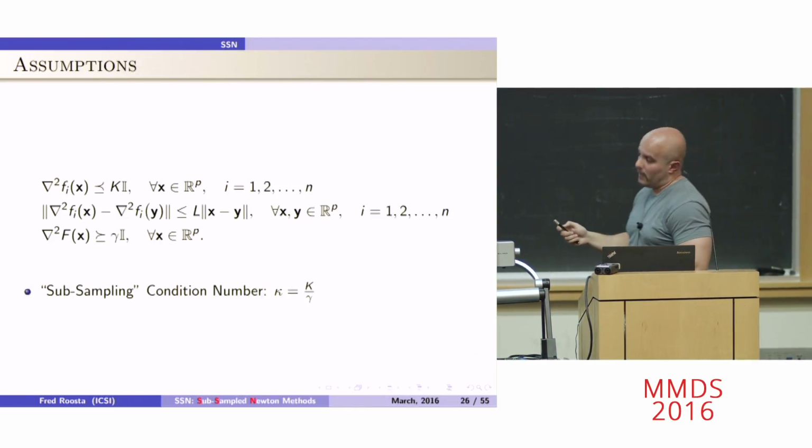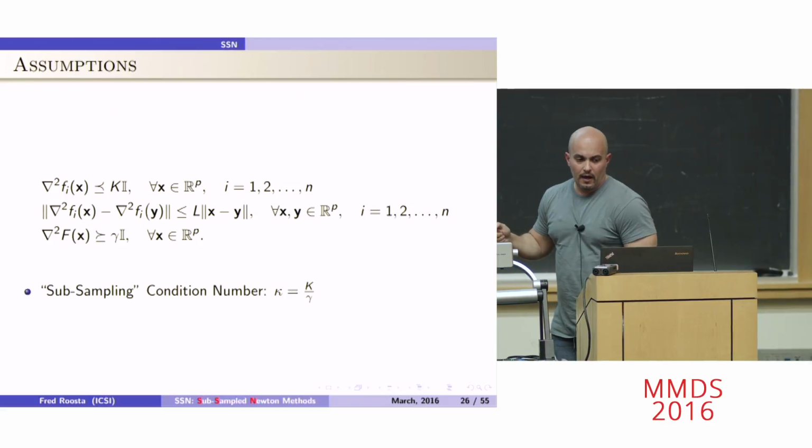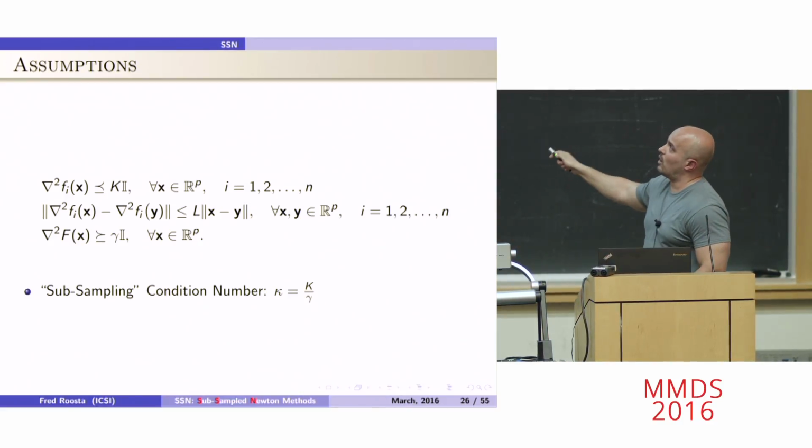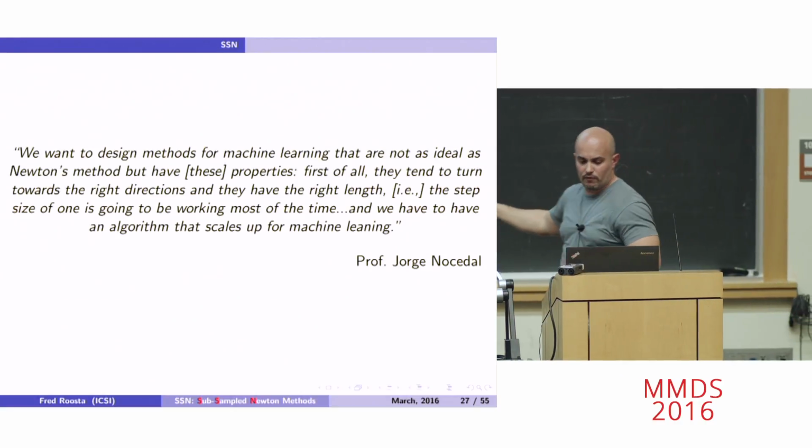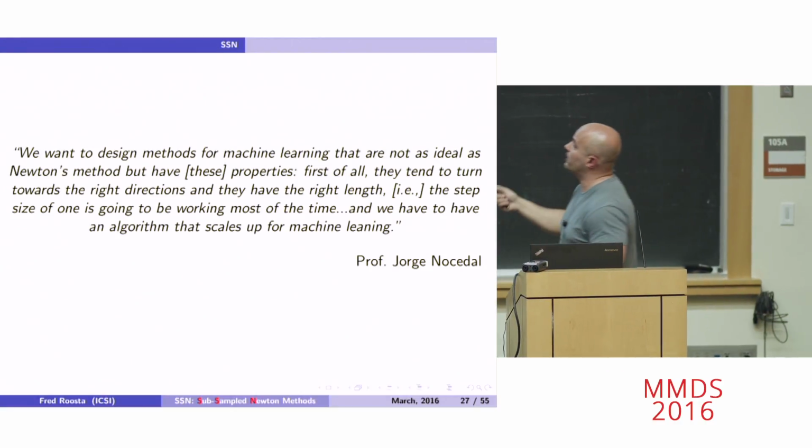There's no time to go into all different kinds of variants. I have some standard assumptions in convex optimization problems related to the smoothness of the problem and strong convexity and so on and so forth. I'm not going to bore you with it.